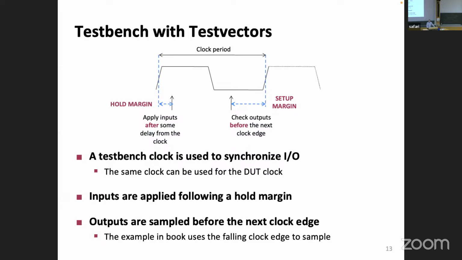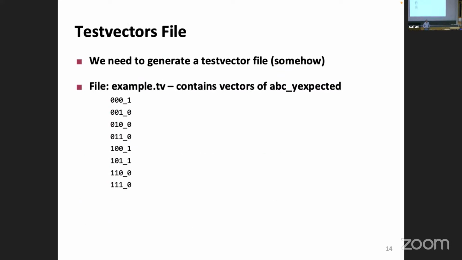Maybe I want to do a quick test with only 1,000 vectors, and then later over the night, I want to run 15 million vectors. So rather than rewriting the code, maybe I want to have them separately in a file that I can just read in, which would be so nice. Now, this is nice. I need to generate a test vector file somehow.